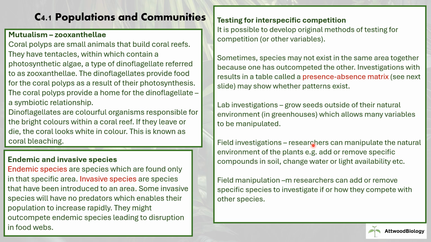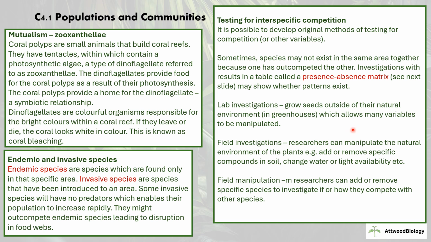Okay, we then have studying and being able to investigate interspecific competition. It's possible to develop original methods for testing for competition and to see whether species are competing with each other. So sometimes the species might not be in the same area together because one has outcompeted the other, and investigations often put the results into a table called a presence-absence matrix, and you will see that on the next slide. This allows us to see whether patterns exist and whether there has been any outcompeting between species.